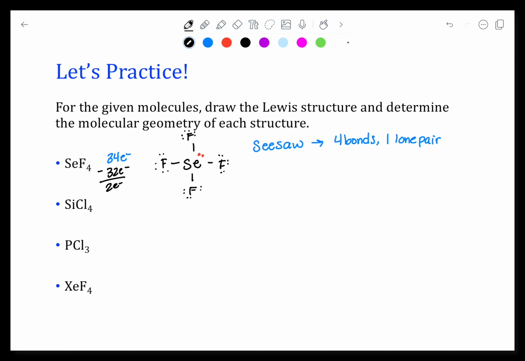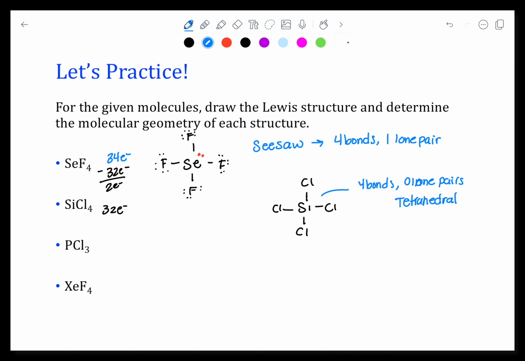Okay, so let's look at the next one. SiCl4, there's 32 electrons here. We have an Si with Cl's. Imagine that those Cl's all have lone pairs around them, but for time purposes, I'm not going to draw them. There's no lone pairs on my silicon, so I have 4 bonds, no lone pairs, making this tetrahedral.